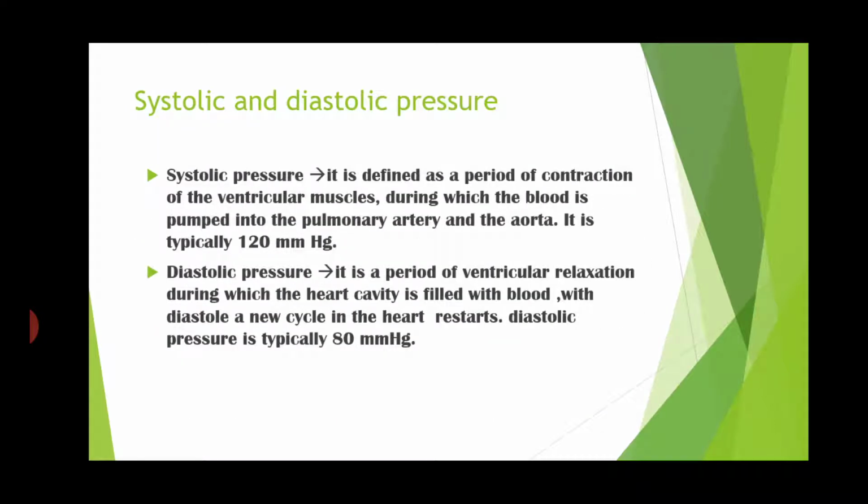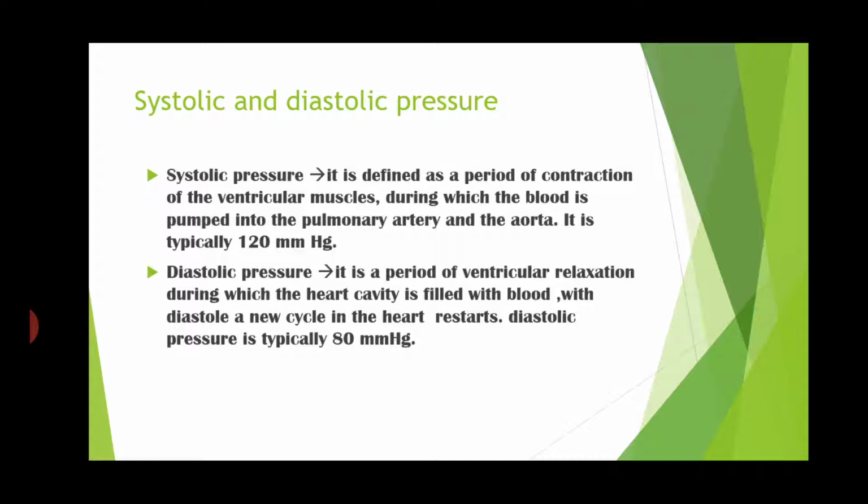Now we will see the systolic and diastolic pressure. First, systolic pressure. It is defined as a period of contraction of both ventricular muscles during which the blood is pumped into the pulmonary artery and the aorta. It is typically 120 mmHg. That pressure is called systolic pressure.